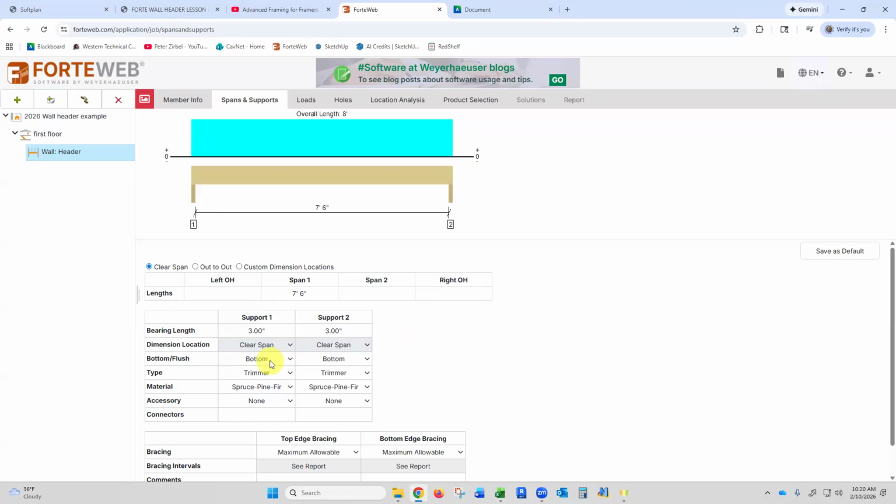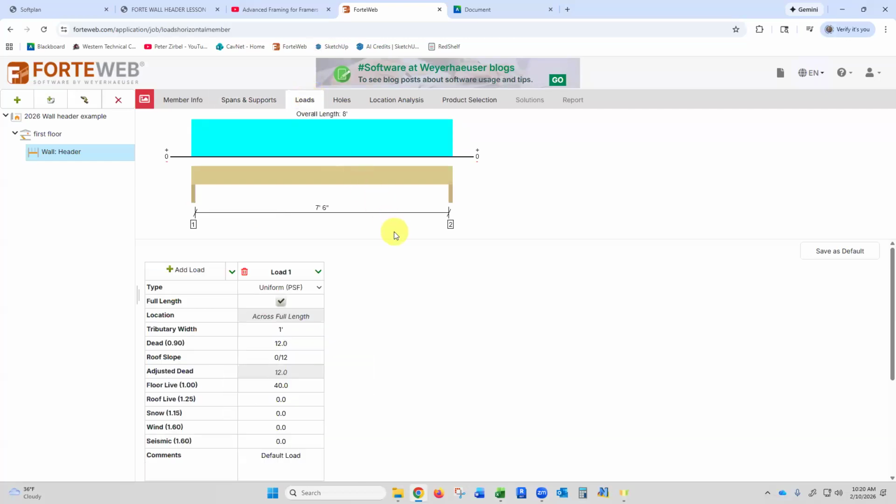It's going to be bottom. It's going to be a trimmer. It's going to be spruce pine fir. So I guess I don't have to change any of that. So I'm just going to hold on a second. Your overall length should be 8 feet, 7'6", 3-inch bearing on each side, clear span, bottom, trimmer, spruce pine fir. Everybody cool with that? Okay, let's move on.